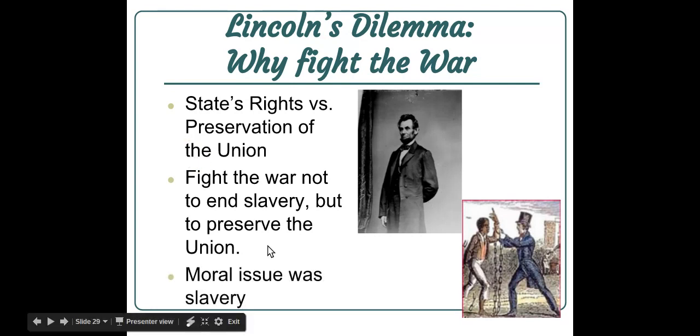We know that it's going to be in the whole idea of making decisions. Should it be left up to the states or should it be left up to the federal government? Southerners claim it is a state's right, which is why they left the Union. So at the very beginning of this war, he is not fighting the war to end slavery, but he's fighting this war to preserve the Union.